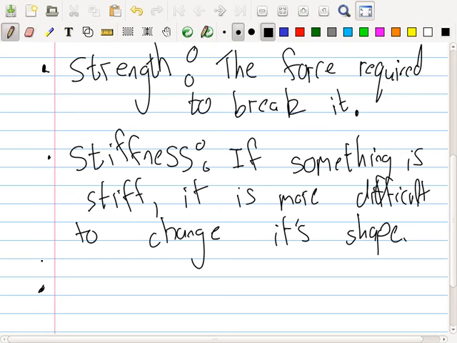So anyway, an example of stiffness is the spring. Is the spring stiff or not stiff? Not stiff, okay? Is it strong or not strong? Well, it depends on the spring. If I have metal, is it strong? Yeah. But if I have a rubber band, is that strong? No. So you can have a spring that's strong or not strong, but generally springs are not stiff.